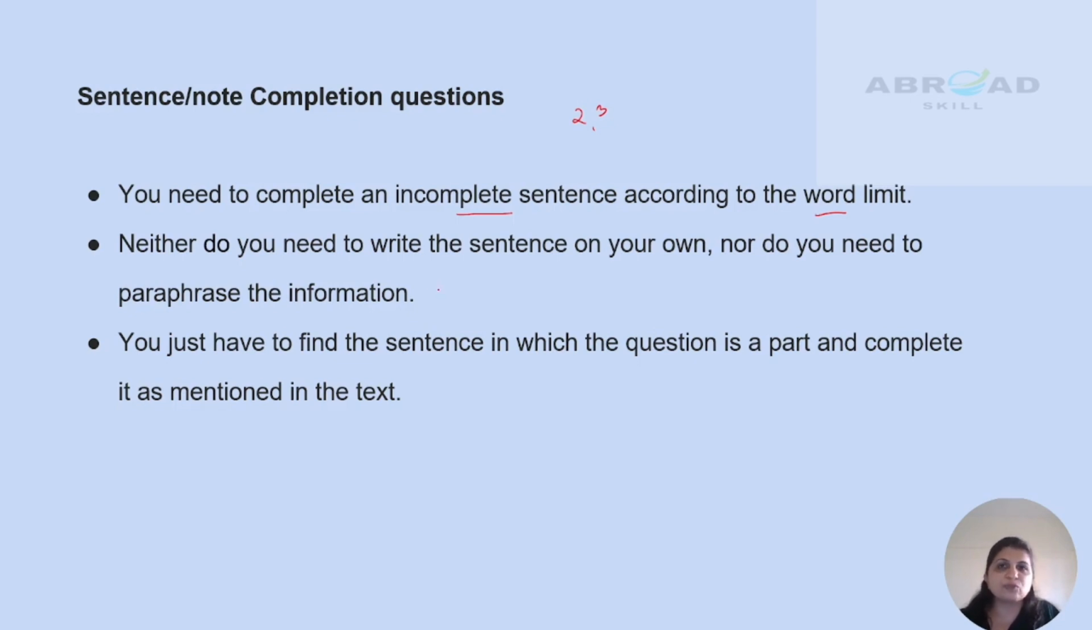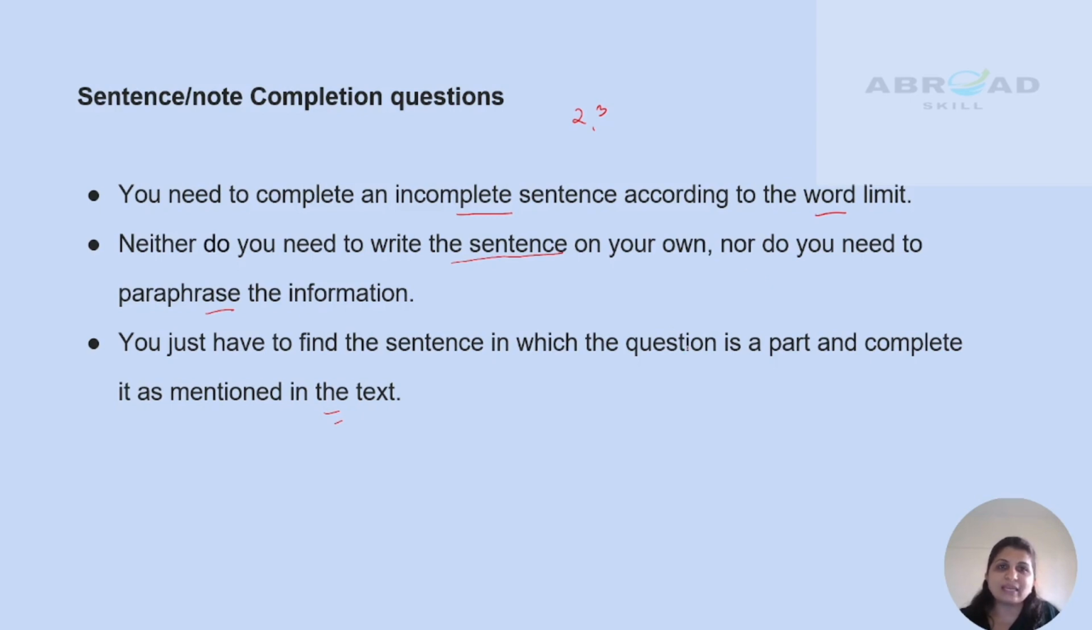You are not supposed to write the entire sentence on your own or paraphrase the information. Whatever wordings the blanks are given, you are not supposed to write the words on your own, like synonyms or a paraphrased version. No. Just copy the words which are given in the passage, the same words. While finding the answer to the sentence in which the blank is a part, the complete answer will be mentioned in the text itself.